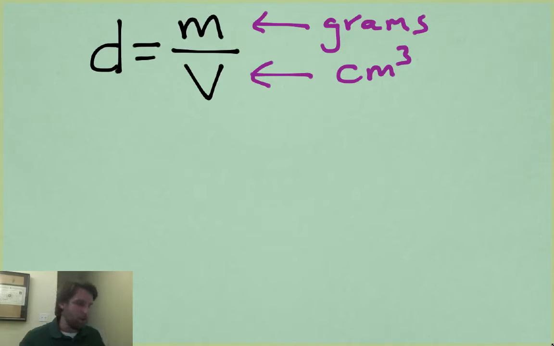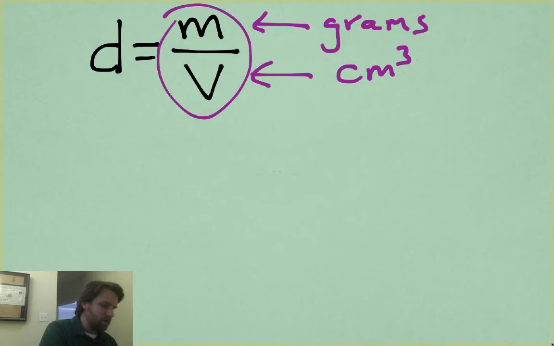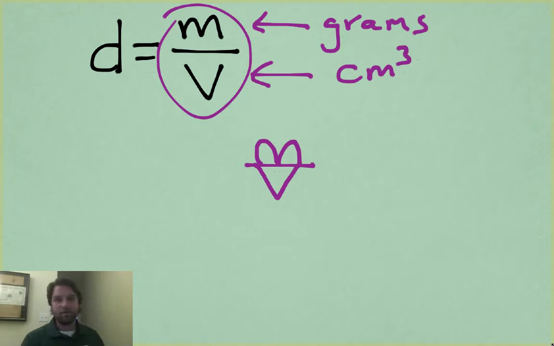Really what I'm going to do here is I'm just going to go through some problems. Oh yeah, and there's one more thing. Some people say density equals love because you can kind of make the M and the V look like a heart. Okay, well, whatever. So let's do a few problems to make sure you get it.